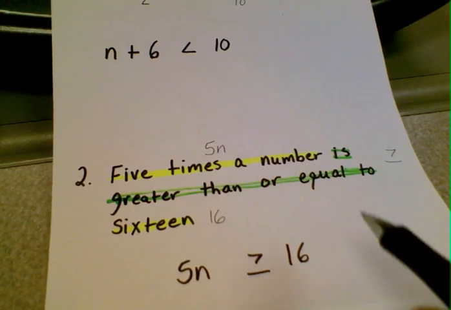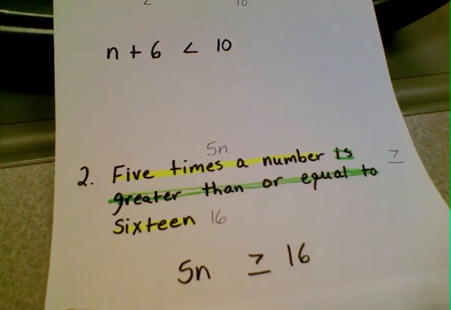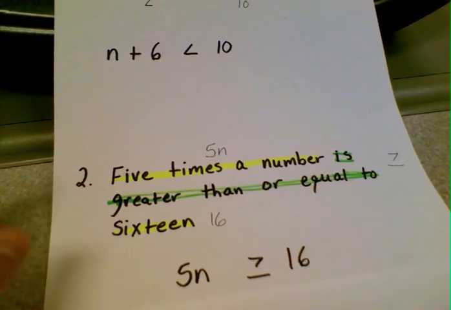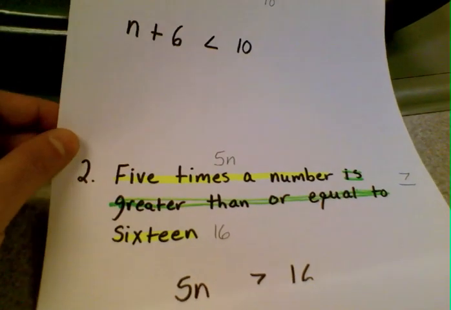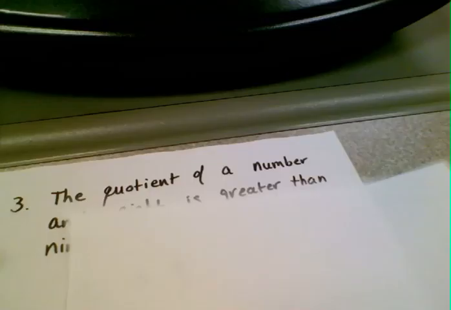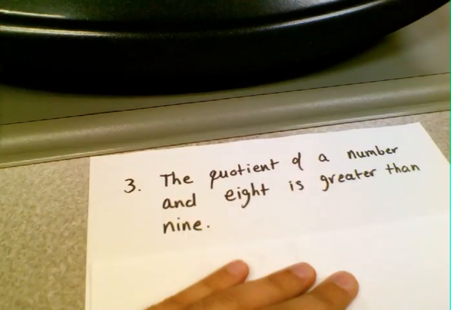Go ahead and give yourself stars if you had those two correct. And if you made mistakes, try to figure out what mistake you are still making. Okay? All right. Moving on to example number 3.